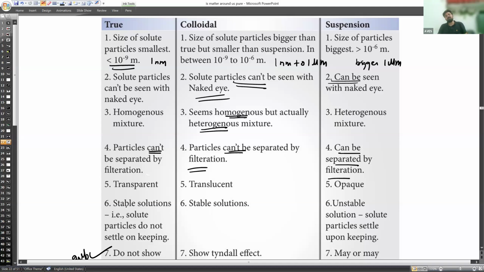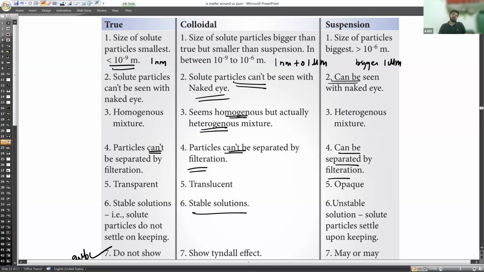A true solution is stable, meaning the particles do not settle down when you keep them undisturbed. Here also the colloidal solution is stable and the particles do not settle down. But in a suspension the particles settle down, like sand in water, when you keep it undisturbed.